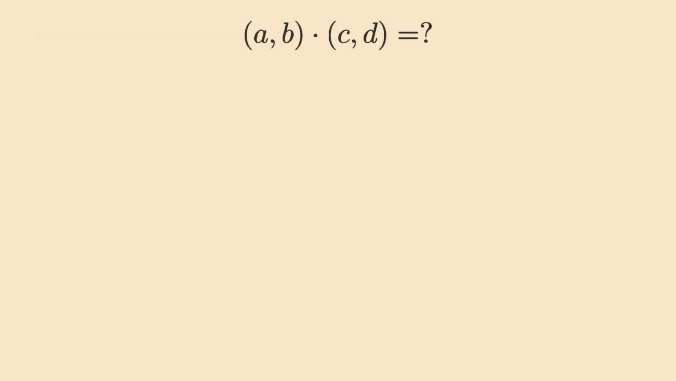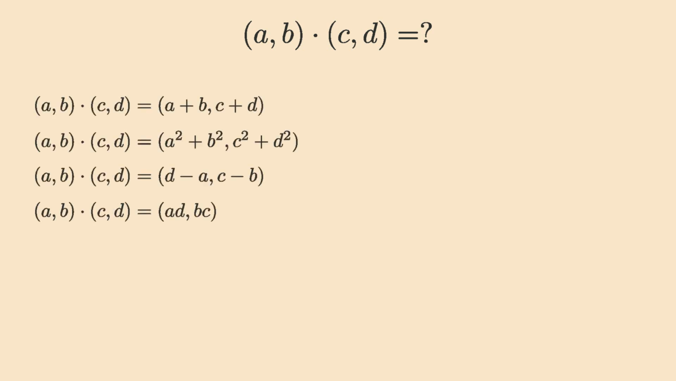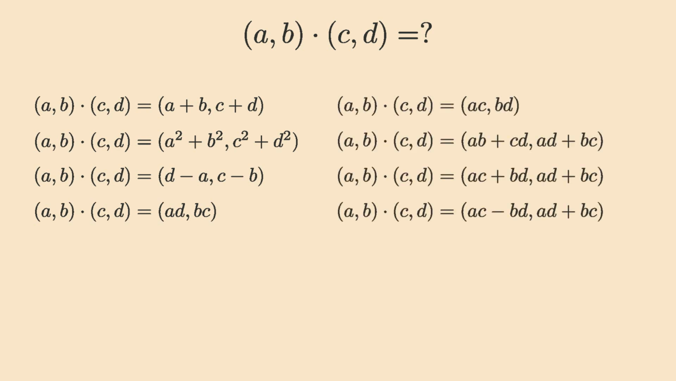I give you 2 two-dimensional numbers with their rectangular coordinates a, b and c, d. The goal is to come up with a brand new formula for their product. Here are a few possible examples. You can get as crazy as you want. There are many more possibilities. We won't have time to explore all of them, but here are a few of the more interesting ones.